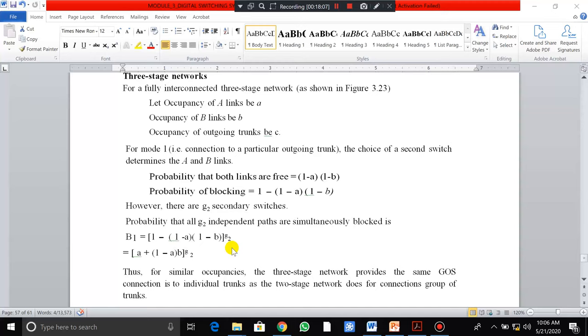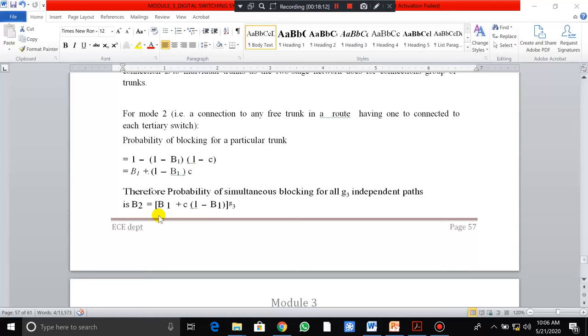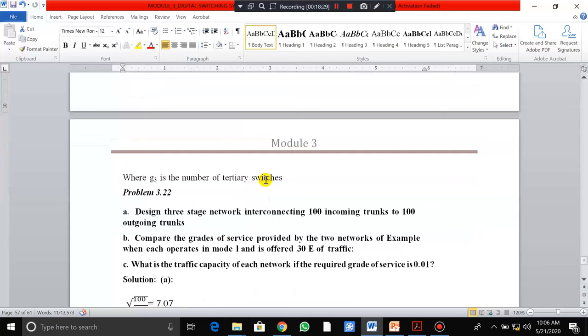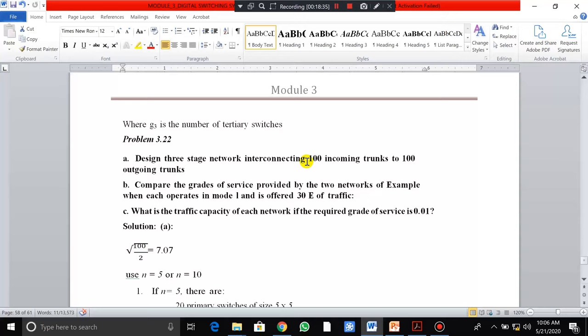Now let us consider the probability of simultaneous blocking for G3. That is given by the equation B2 equal to B1 plus C into (1 minus D1) to the power G3. So next we have a problem. In this problem, you are asked to design a three-stage network for an interconnection of 100 incoming and 100 outgoing trunks, and compare the grade of service provided for two networks. When each operates in mode 1 and offers 30 Erlangs of traffic, what is the traffic capacity of each network? We require a grade of service of 0.01, so we need to consider that.